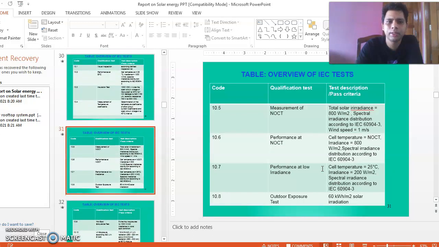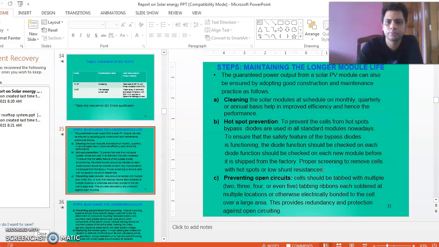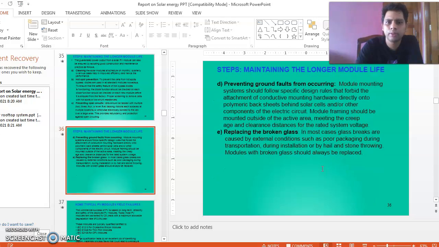This is the table for the IC test. Maintaining longer life modules: how will we maintain the life? By cleaning the modules from time to time, hot spot prevention, preventing open circuits, preventing ground faults from occurring, and replacing broken glasses. This is done by the operation and maintenance team.